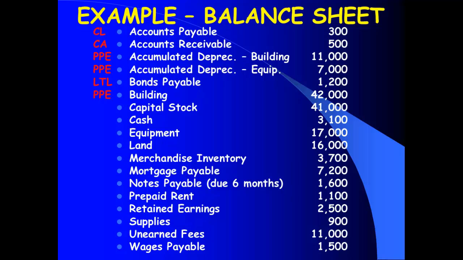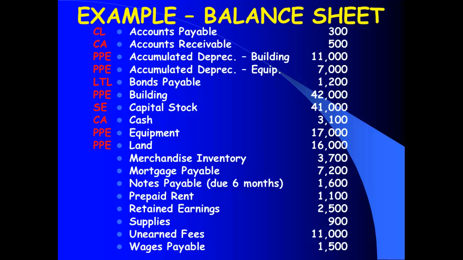Capital stock goes in what section? Stockholders' equity. Cash is what section? Current asset. Equipment is what section? Property, plant, and equipment, good. Land, building, furniture, equipment, all that's in property, plant, and equipment. Land is what section? Property, plant, and equipment. Land is unique in that this is the only item in that section that does not have accumulated depreciation.